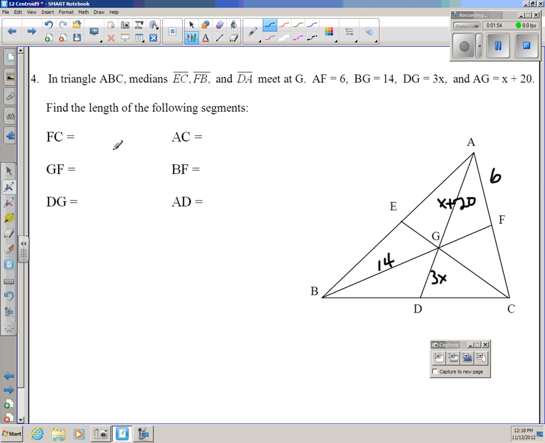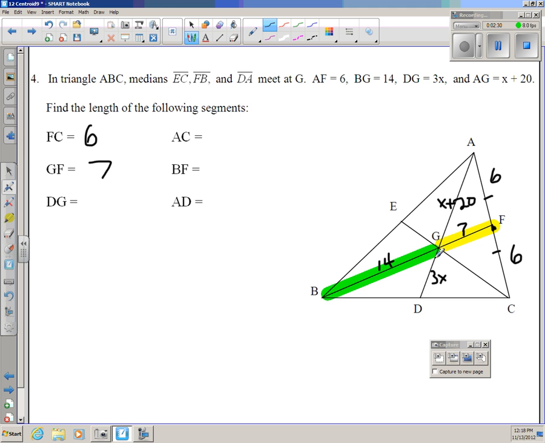Okay? And they want us to find segments. So first they wanted us to find FC. Well, if these are medians, then F is a midpoint. So that means FC is also 6. And that would be the answer, if AF and FC have to be equal pieces. GF is this segment here, which is the little piece of this whole big median. So I have the big piece, which is 14, and I want the little one. The little one is half the big one. So I do 14 divided by 2, and I would get 7 for the little piece.